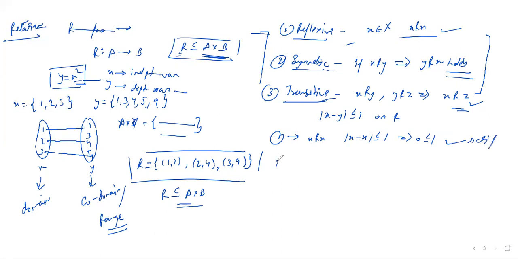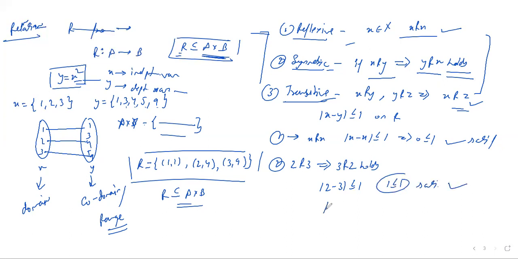Now let's check for symmetricity. For symmetricity, if x is related to y, then y is related to x must hold. Let's say 2 is related to 3, then there is a need that 3 is also related to 2 holds. So for 2 related to 3, mod of 2 minus 3 is less than or equal to 1. Yes, 1 is less than or equal to 1. This is satisfying.